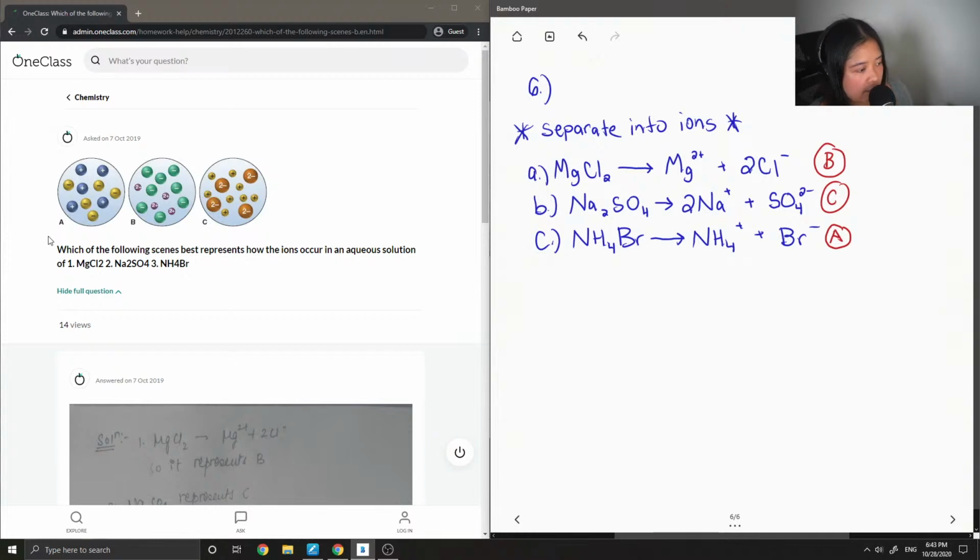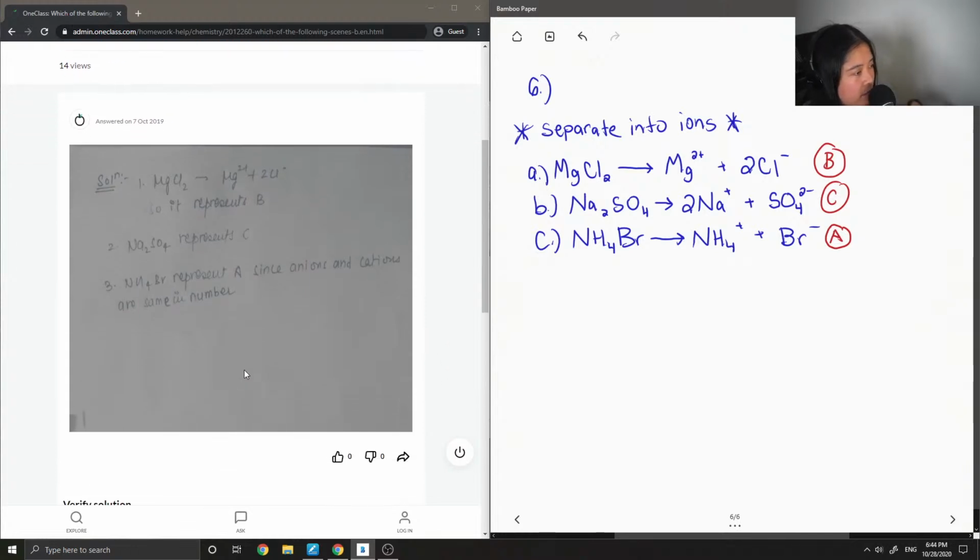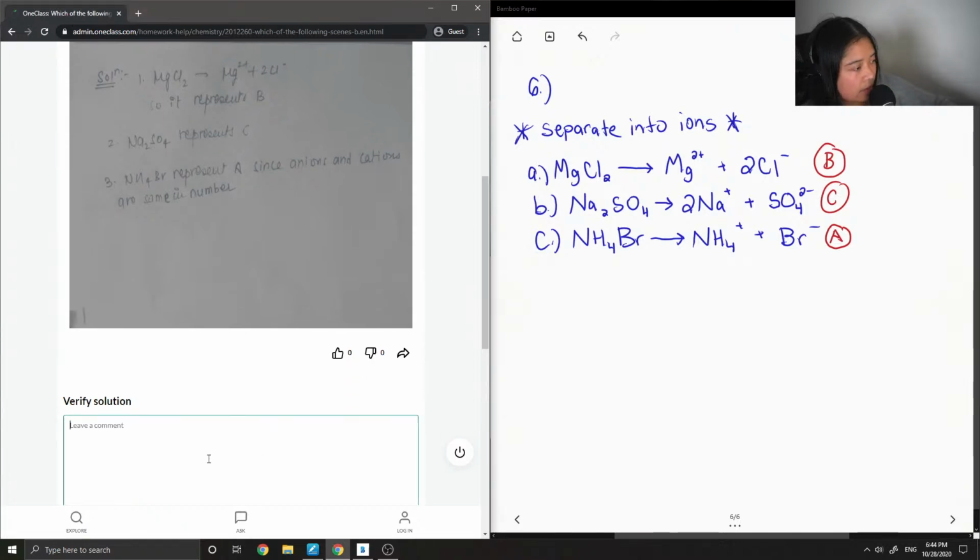Okay, so let's look at the solution. They have it separating to Mg2+ and 2Cl-, which represents B, the sodium sulfate represents C, and then the ammonium bromide represents A, since anions and cations are the same in number. So this solution is correct.